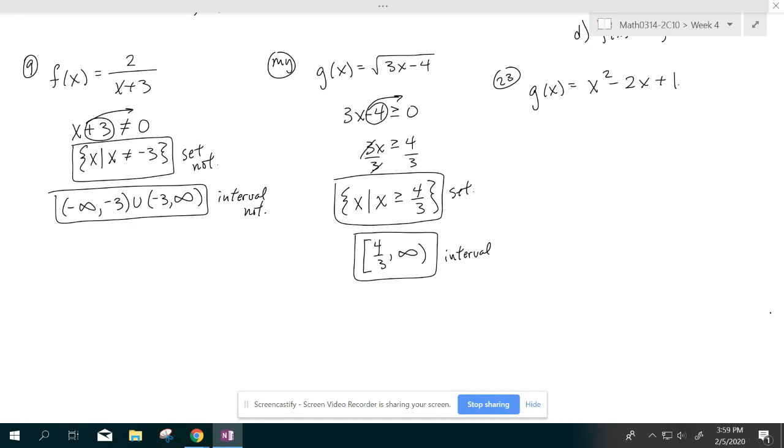Y'all know what polynomial means? Many terms. It's got many terms. But since it's got an x squared specifically, that makes it quadratic. Y'all understand what I'm saying? I'm trying to get you used to this terminology.